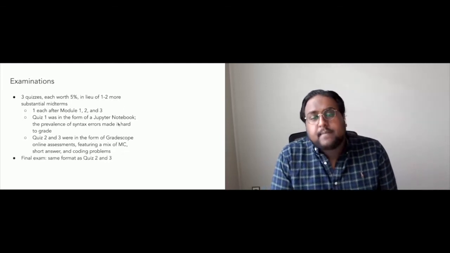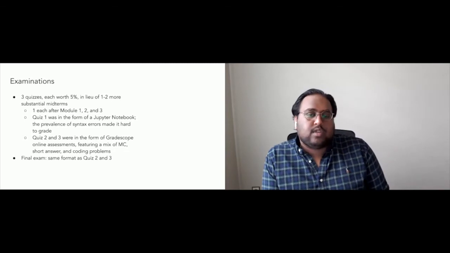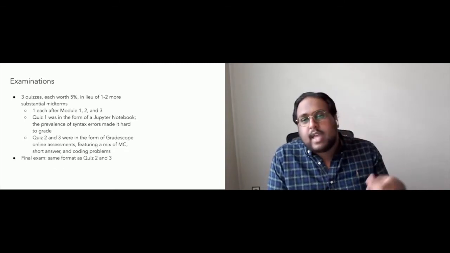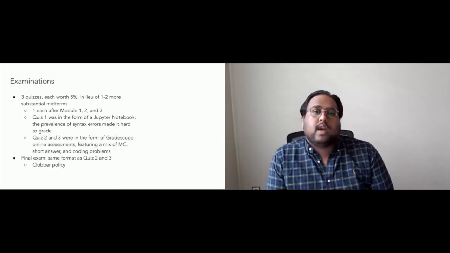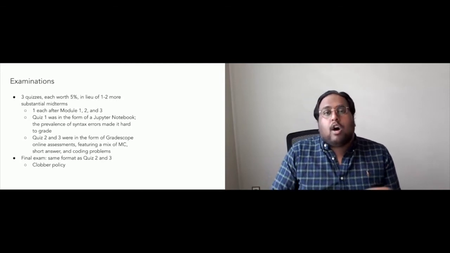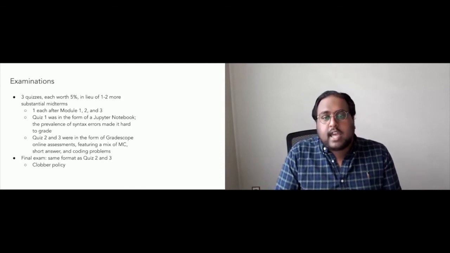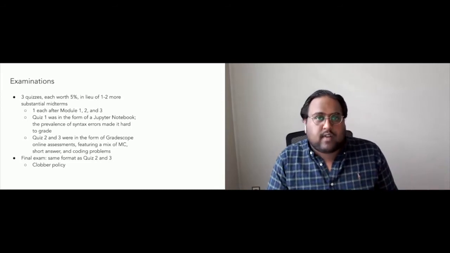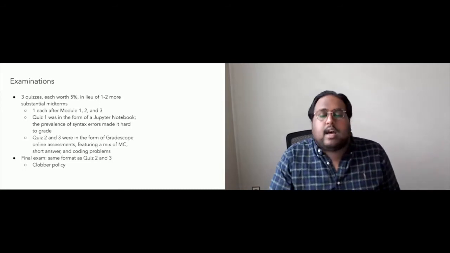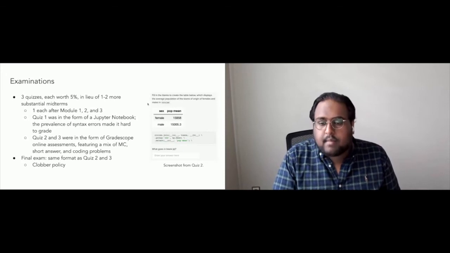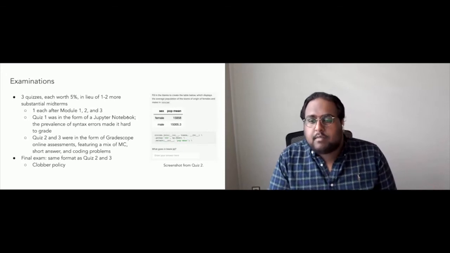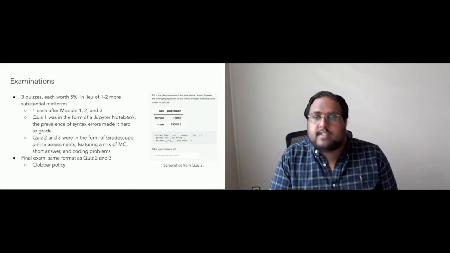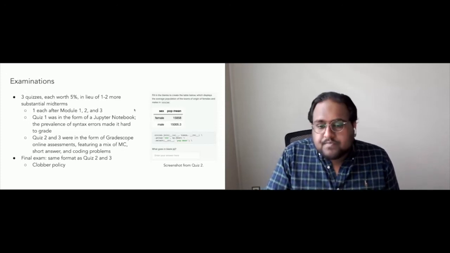The final exam was in the same format as quiz 2 and 3, Gradescope online assessments, and we had a clobber policy, which is where, if a student does better on the quiz 2 portion of the final exam than they did on quiz 2 originally, their quiz 2 portion of the final exam would replace their original quiz 2 score. And here's a screenshot from quiz 2 of what a Gradescope online assessment looks like.